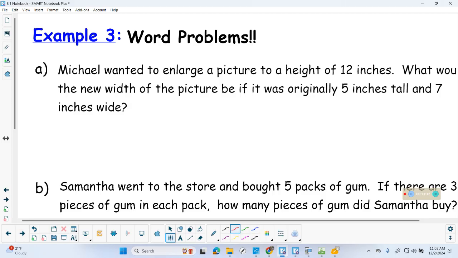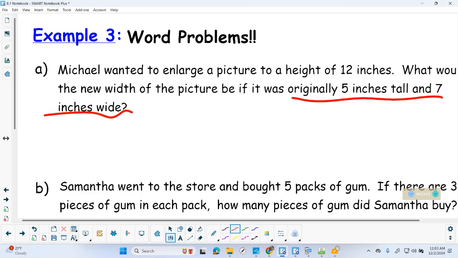All right, final 2 problems. Here we go. Gotta do some word problems. I guess I want to enlarge a picture. Michael wanted to enlarge a picture to a height of 12 inches. What would the new width of the picture be if it was originally 5 inches tall, 7 wide? So I'm going to start with that.